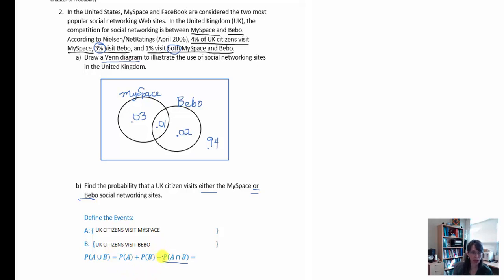Now that the events have been defined, we can find the probability of A union B. The probability of A union B is equal to the probability of A plus the probability of B minus the intersection of A and B. And notice we do have a 1% intersection. So the probability of A is 0.04, the total for UK citizens visiting MySpace, added to 0.03, the total percentage of UK citizens visiting Bebo, minus 0.01, the intersection. So we have 0.06, which represents 6% of UK citizens who visit either MySpace or Bebo.